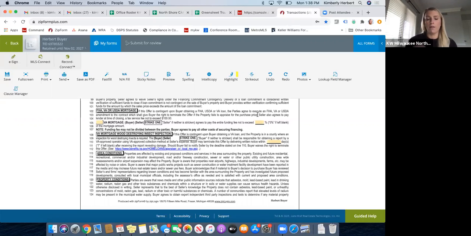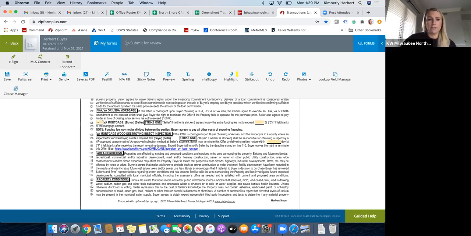And then the other big difference is the appraisers are usually very picky about what they find at the appraisal. So an FHA appraiser or VA appraiser may ask for more repairs to be done if the property has peeling paint or just other safety issues. So the seller also agrees to pay the lender at the time of closing a tax service fee not to exceed $100.